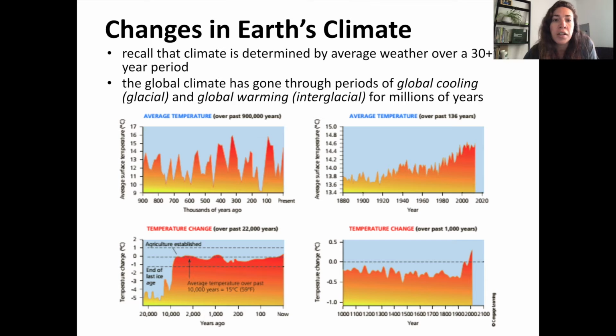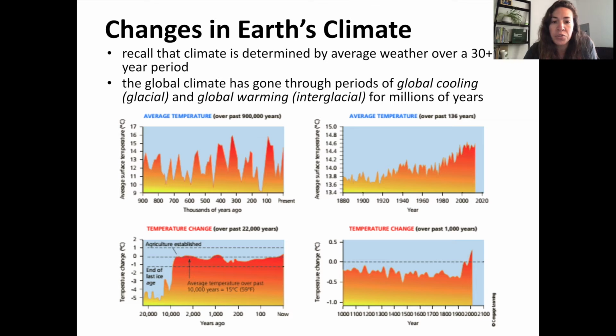The global climate has gone through periods of global cooling, which we call glacial periods, and global warming, which we call interglacial periods, and we basically can track those patterns very easily. Most recently, we've come out of the last mini ice age, about 10,000 years ago, correlated with the establishment of agriculture and the rise of large human civilizations.